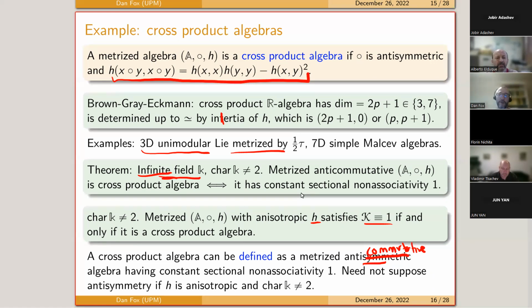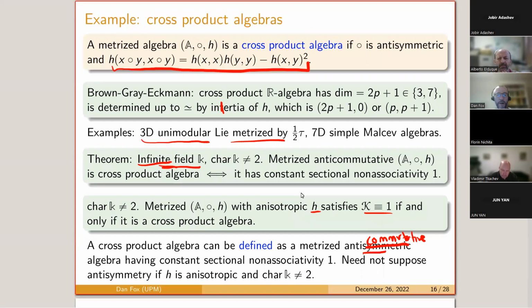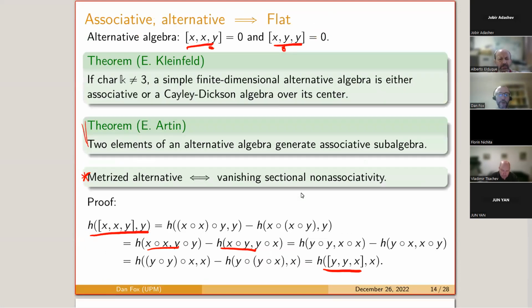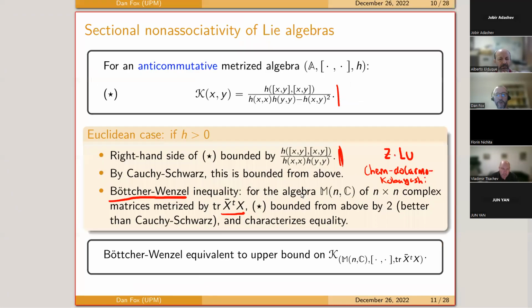Here's an example that's neither commutative nor anti-commutative. This is going to be an example of a three-dimensional algebra, which has constant sectional non-associativity equal to zero. It's basically built from an anti-commutative one of constant sectional non-associativity minus one, and any commutative one of constant sectional non-associativity plus one. And as we saw earlier, the sectional non-associativity of the full algebra is given in terms of these underlying ones, and it just sums. So if this one is minus one and this one is one, I get zero on the right-hand side. So that's what motivates the example.